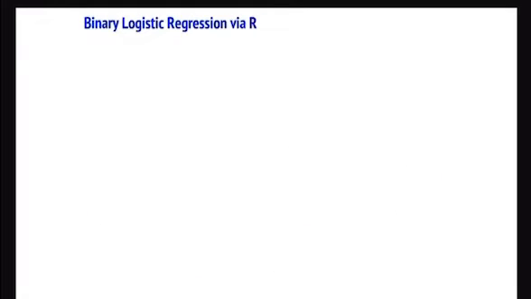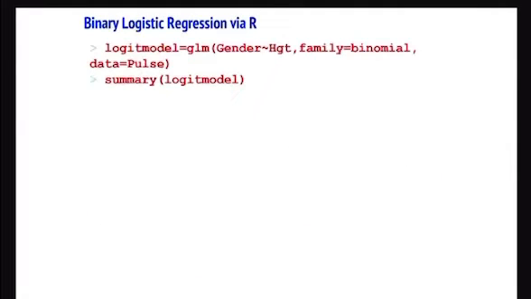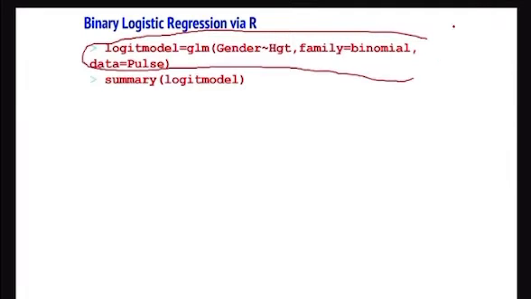Now, how do we do this in R? This is part of what my TA is going to walk you through. In R, please pay attention to this code. You are no longer going to use lm. You're going to use glm, the generalized linear model. Okay?